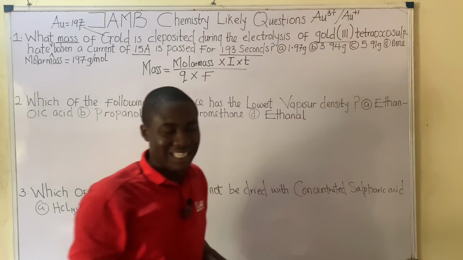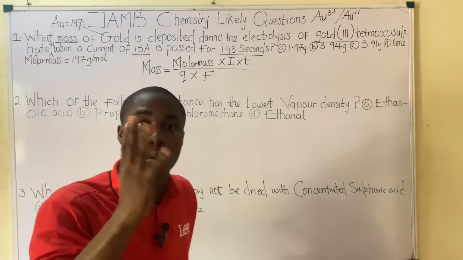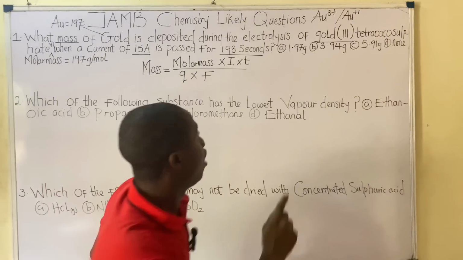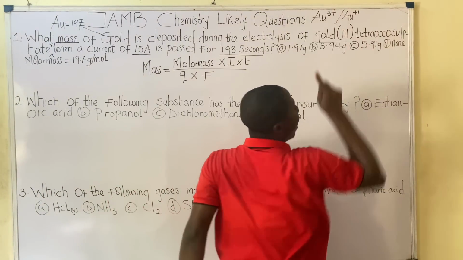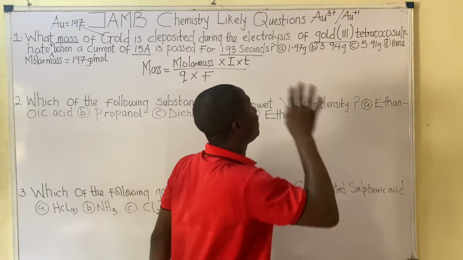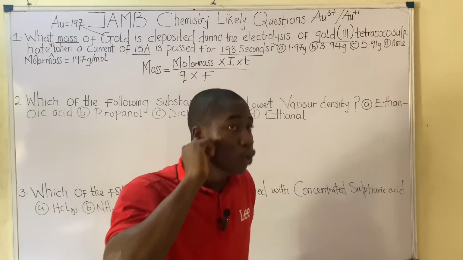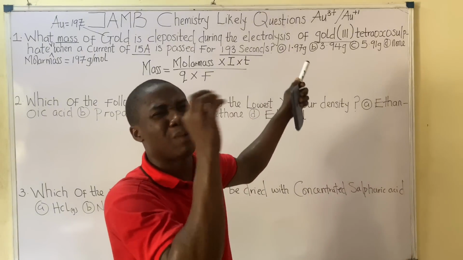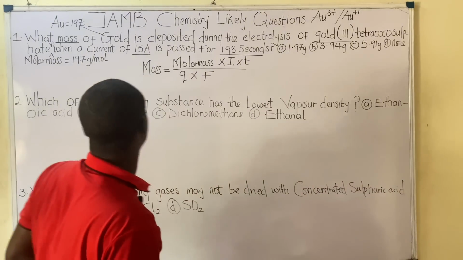Now, why am I saying all of this? Please note this. Actually, gold exists in two forms. We have gold 3 and gold 1. Do you understand? But in this question, they asked us for gold 3, so it's going to be Au 3 plus. Note this because I'm going to talk more about that particular gold 3 as we solve this question.